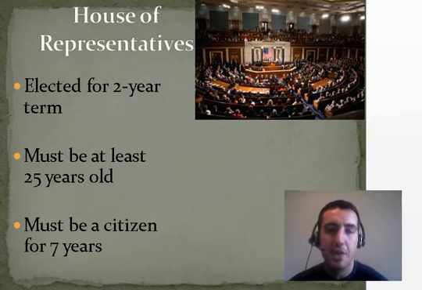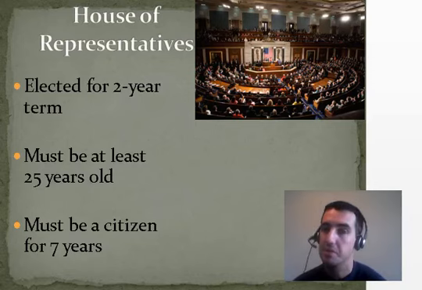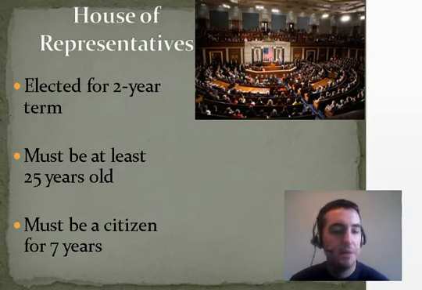They have to basically kind of reapply for their job almost every 2 years and get voted back in. If they don't, then somebody else gets to be the representative. You have to be 25 years old, so I could be a representative, and you have to be a citizen for at least 7 years.